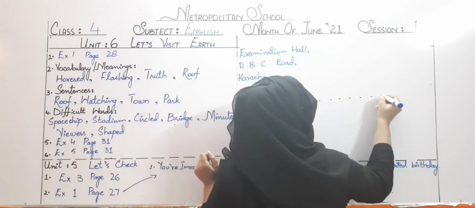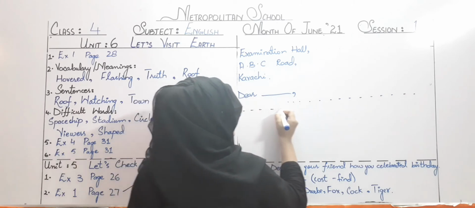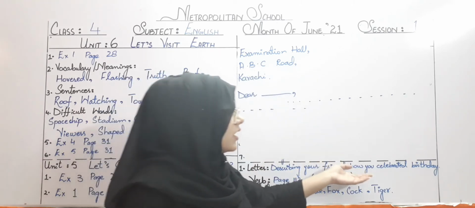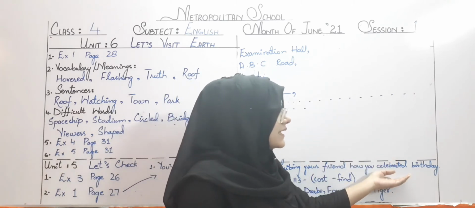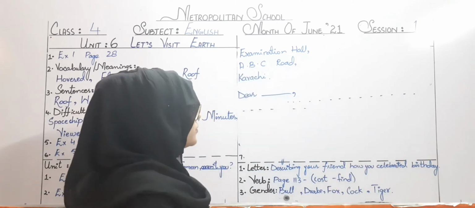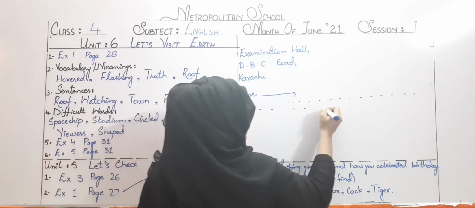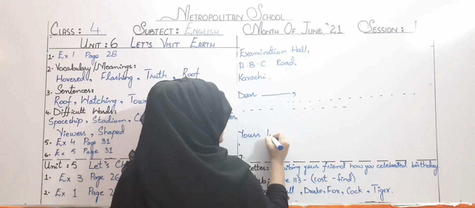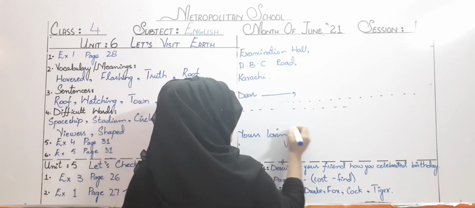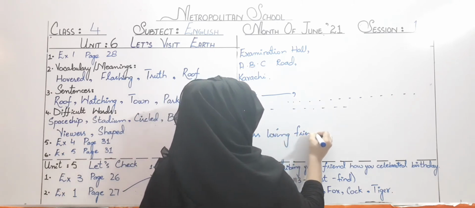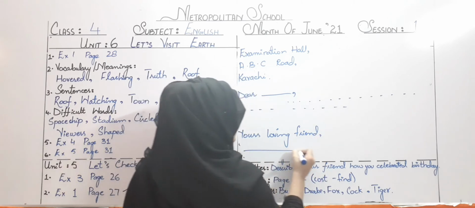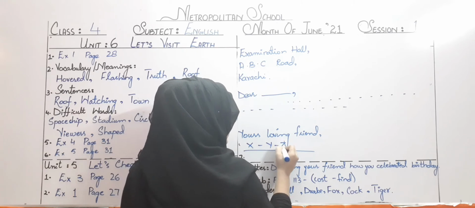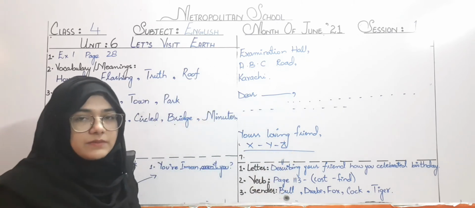Then the body of the letter, where you have to tell them in your own words how you actually celebrated your birthday in the past. And then after writing, you will end with yours loving friend, comma, and here you will write your name, right? Just like XYZ I am writing, you will write whatever your name is, right?